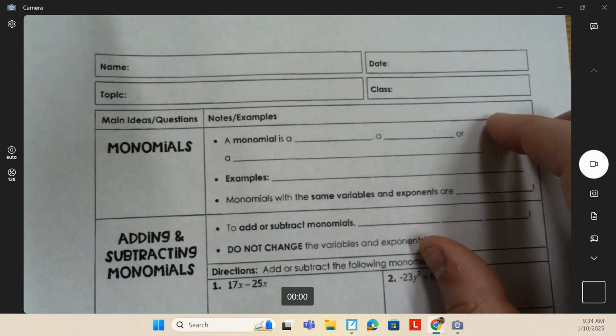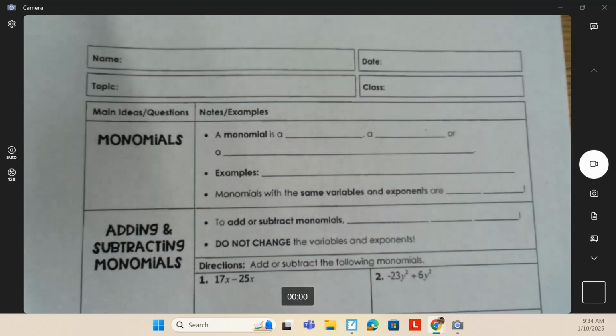All right, we're looking at starting to talk about monomials, binomials, adding them, subtracting them, multiplying them, all that good stuff. And so we're starting out with monomials. So first off, what is a monomial?